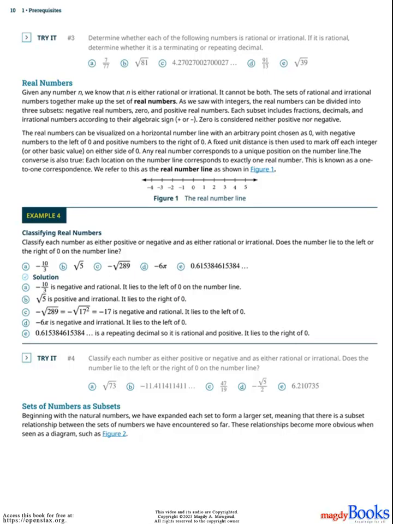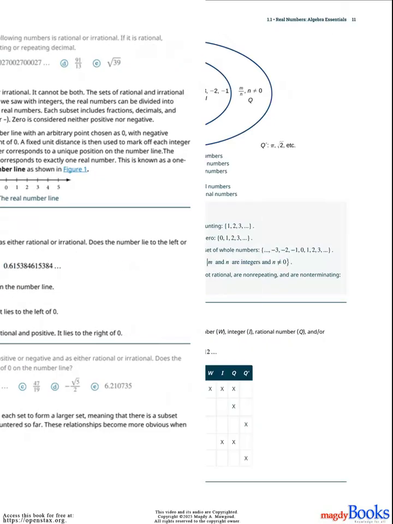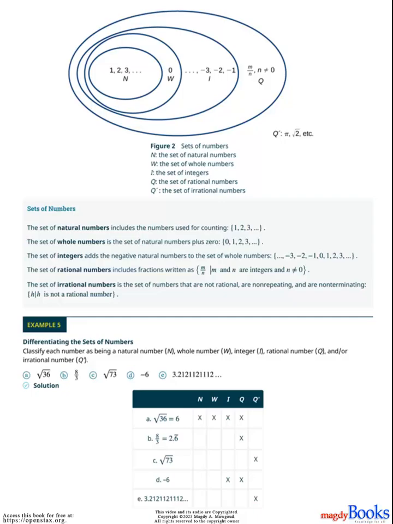C. Sets of numbers as subsets. Beginning with the natural numbers, we have expanded each set to form a larger set, meaning that there is a subset relationship between the sets of numbers we have encountered so far. These relationships become more obvious when seen as a diagram, such as Figure 2. Figure 2, sets of numbers. N is the set of natural numbers. N equals 1, 2, 3, and so on.